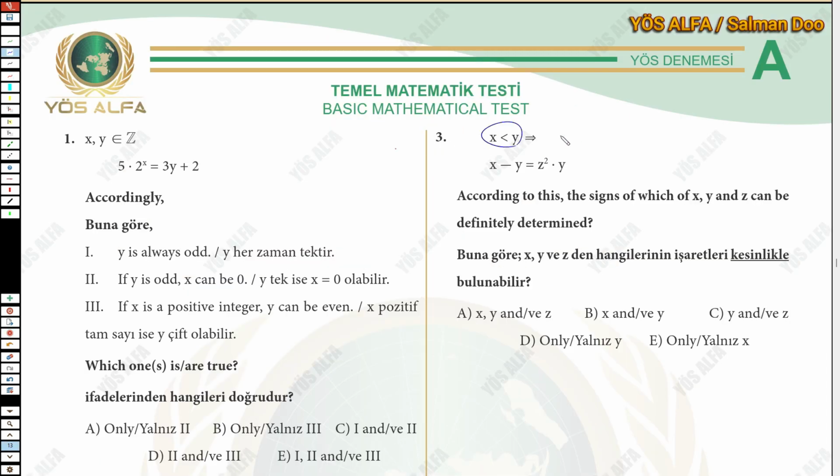3. X is less than y, which means x minus y is less than 0. And this is less than 0, which means this expression has to be less than 0 too. Since z squared is a positive term, to make this expression negative, y has to be negative. If y is a negative number, any number which is less than a negative number is also a negative number. So x and y are both negative, but we can't say anything for sure about z. And the question asks, which ones of the following can we say for sure that they are either positive or negative? So the answer is B.